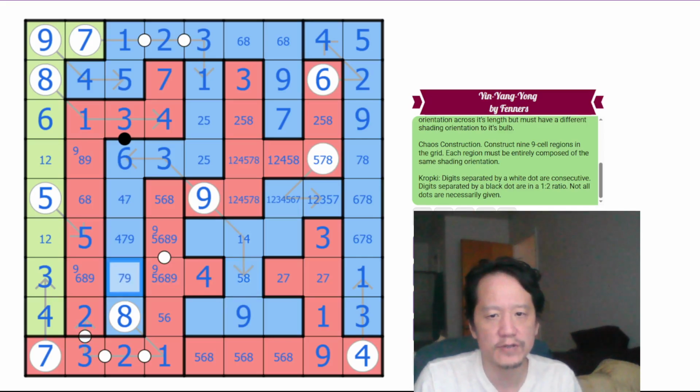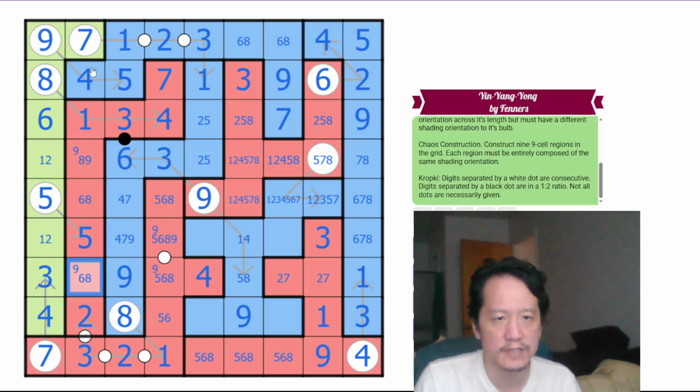This can't be 7 because of the 2-7 pair in the row, so this must be 9, which means this cannot be 9. This cannot be 9. We have a 6-8, 6-8 pair now in column 2, which eliminates 6 and 8 from the rest of the column. This must be 9 then. This cannot be 9 here. This can't be 8 because if that's 8, that would have to be 9, and that's not possible.